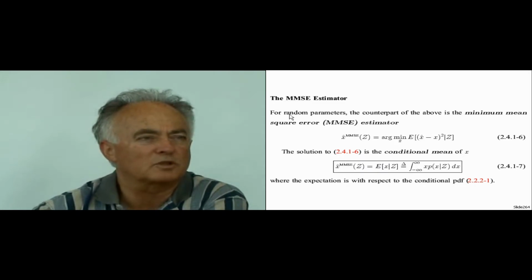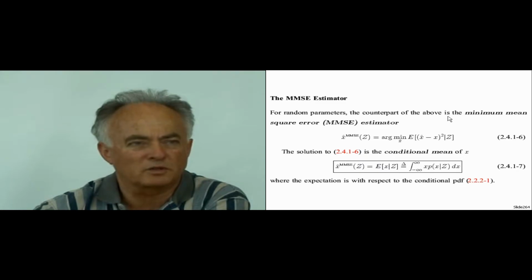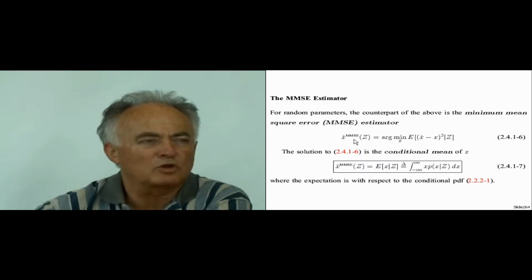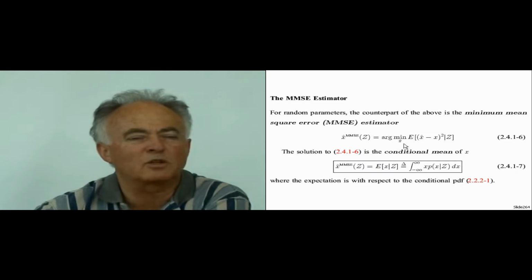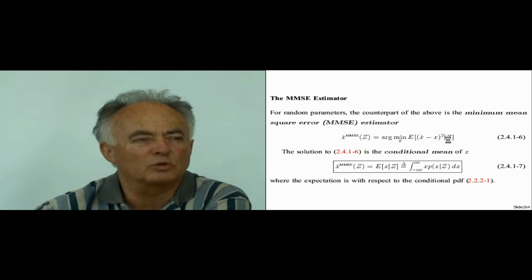So for random parameters, the counterpart of the least squares estimator will be the so-called minimum mean square error estimator, MMSE, and the x hat MMSE, a function of z, will be the argument that minimizes the expected value of the square of the difference between x hat, the estimator to be found, and the random variable x. Now, this is a random parameter, so x is a random variable, and that is conditioned on z. The solution to this turns out to be the conditional mean of x given z, E of x given z, which will be the x hat MMSE as a function of z.